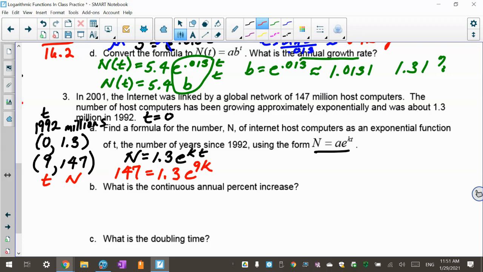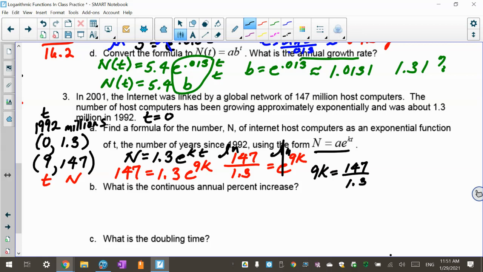Now, this is an easy exponential function for you to solve. So I'm going to do some normal math and divide by 1.3. So I have 147 divided by 1.3 equals e to the 9k. And then I'm going to natural log both sides, and I love it. Lo and behold, thanks for playing. I have 9k equals the natural log of 147 over 1.3. Divide by 9.